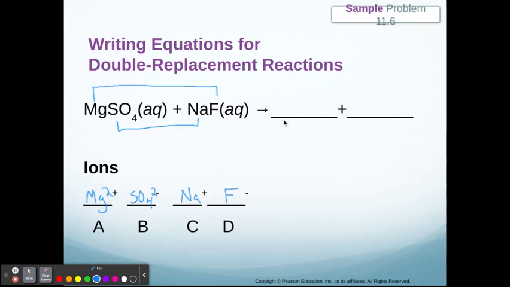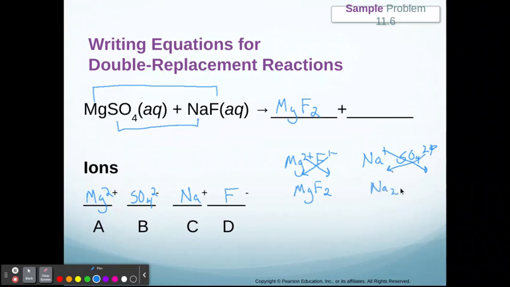So over here, we're going to do our AD. So that's where it's going to be magnesium fluoride. 2 goes over there. We crisscross. 1 goes over there. So it's going to be MgF2. Let me write that here. And then over here, we have our CB, which is Na plus, SO4 2 minus. Oops, 2 minus. We crisscross. The 1 goes over there, and the 2 goes over there. So it's Na2SO4.